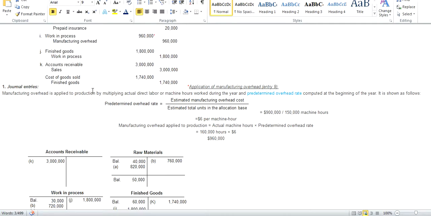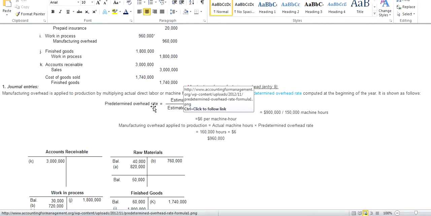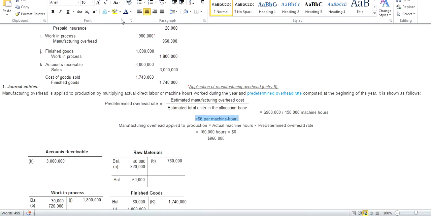Manufacturing overhead is applied to production by multiplying the actual direct labor or machine hours worked during the year by the predetermined overhead rate that would be computed at the beginning of the year, when we're making our budgets. And it would be shown as follows. So this is the standard formula for predetermined overhead rate, so that won't change. Just your inputs will change. So in this example, it's 900,000 divided by 150,000. So we apply a predetermined overhead rate at the rate of $6 per machine hour.